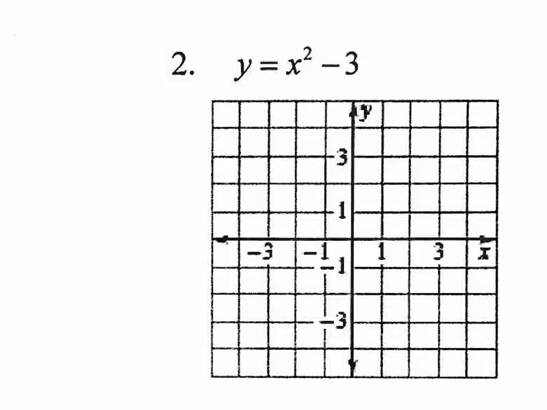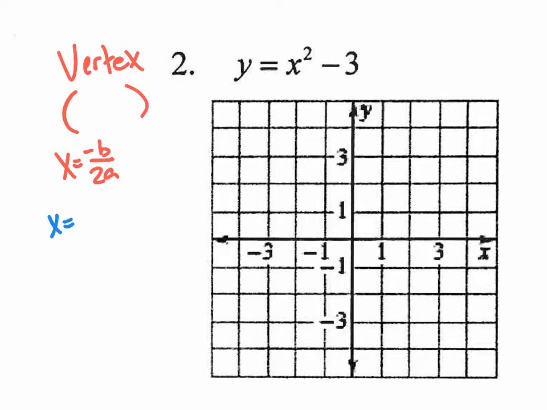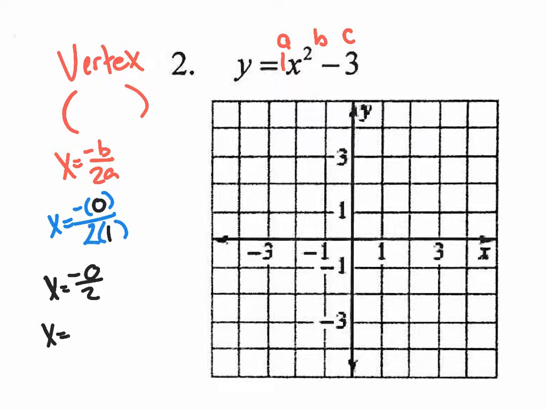Again, let's find the vertex, which is a coordinate, and you find that coordinate using x equals negative b over 2a. And using it correctly would mean that you use parentheses to plug in your values. Identify your a value, which is 1. Your b value is not there. Your c value is negative 3. So your b value happens to be 0 because it's not there. Your a value is 1, but either way, negative 0 divided by 2, x is 0. So your vertex x value is 0.